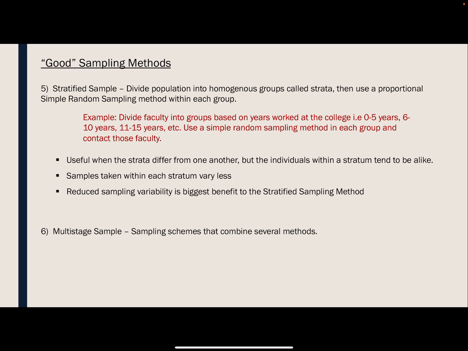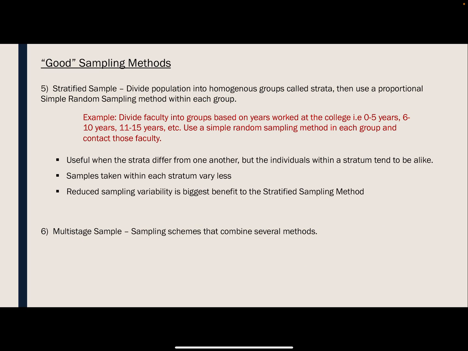So in my example, say I'm looking at the characteristic of the years that faculty have been with the college, with maybe the idea that the longer you're with the college, the less likely you are to want to try another new technology. So say I'm going to divide the faculty up based on years worked at the college.